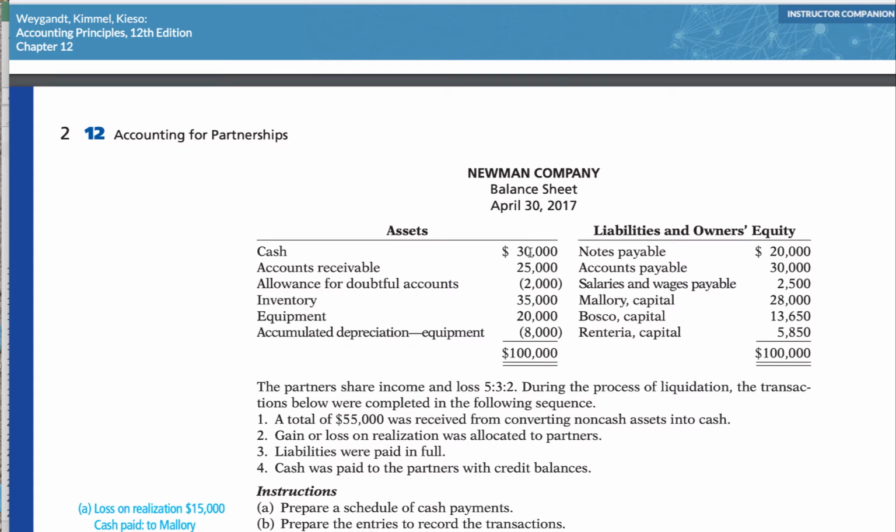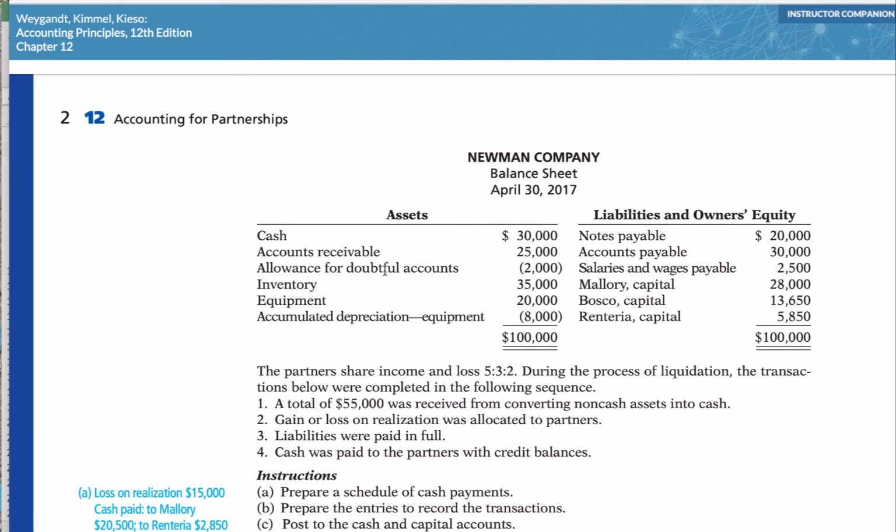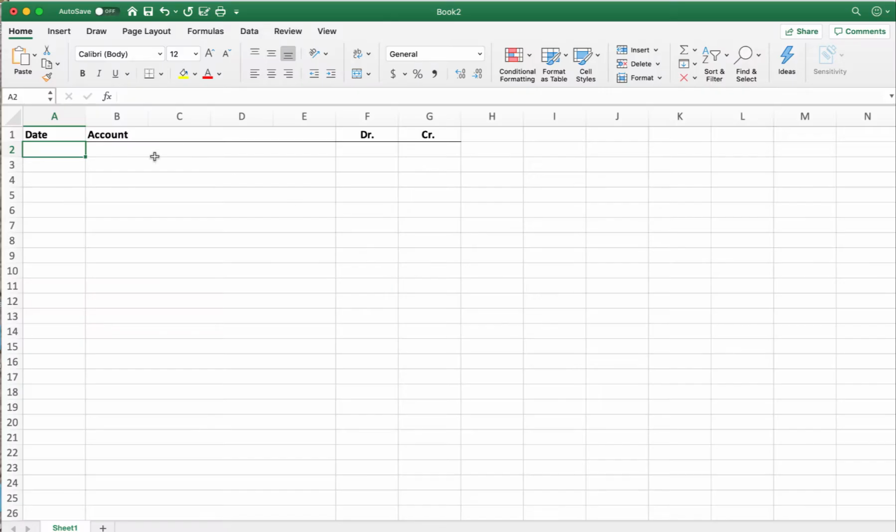So what do we need to do? Well, the first thing we need to do is get some of these assets off the books. We've got to get the accounts receivable off the books. We've got to get the inventory off the books. We've got to get the equipment off the books. We need to get any accumulated depreciation off the books. So let's go ahead and first do our journal entry. Again, this is April 30th.